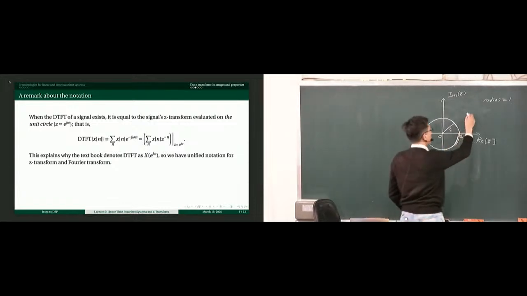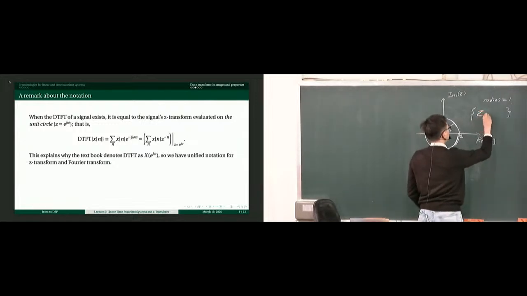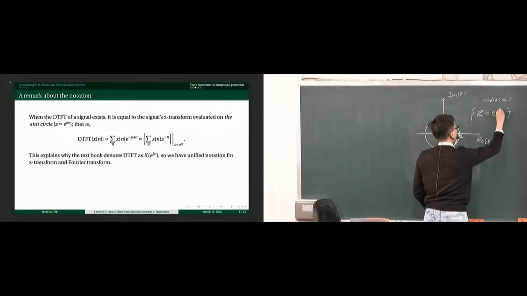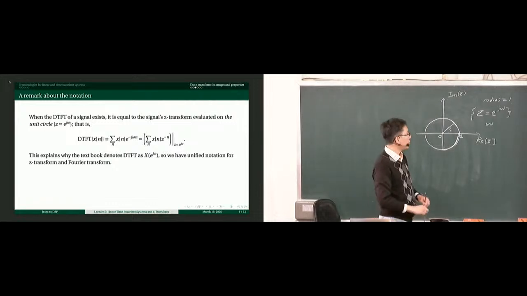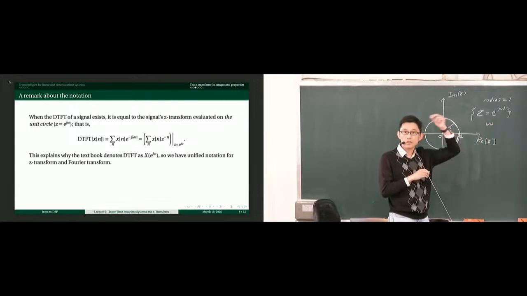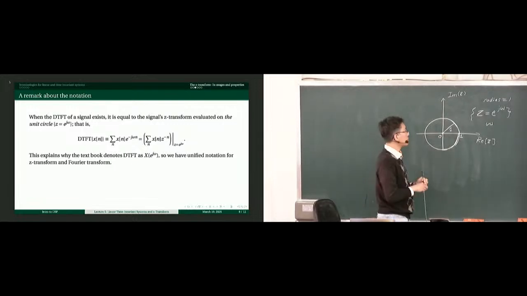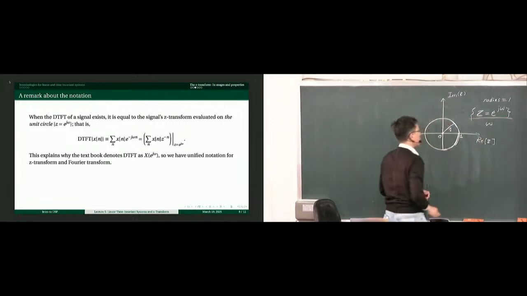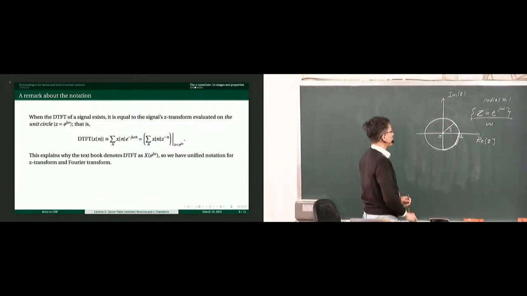So I use this notation. I use the curly bracket, 大括弧, to denote a set. So here we have a set of points Z that can be parameterized by e to the j omega. Omega is the angle, right? So e to the j omega is a complex number which has a distance of 1 from the origin. So this is a unit circle. It's called a unit circle because the radius is 1 unit. A unit circle.